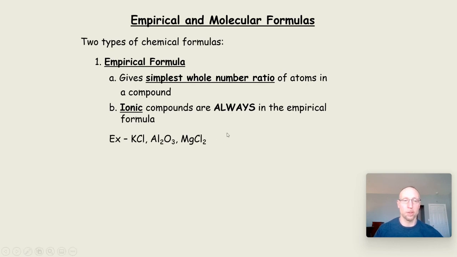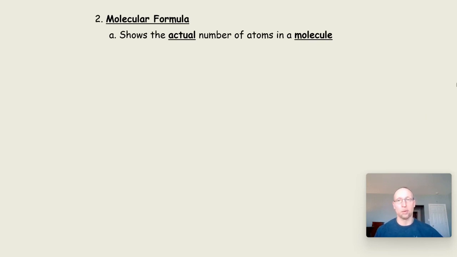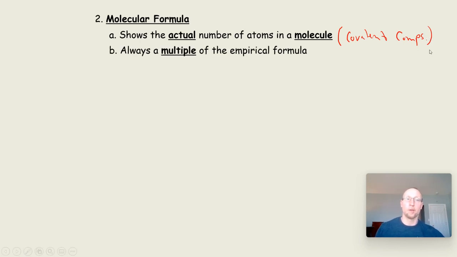So the molecular formula is the actual number of atoms in a molecule. So molecules, remember, apply to our covalent compounds, right? Non-metal, sharing of electrons. Okay. So those are always a multiple of the empirical formula.